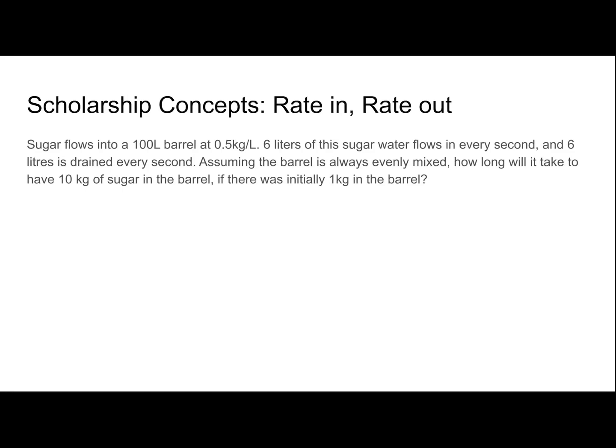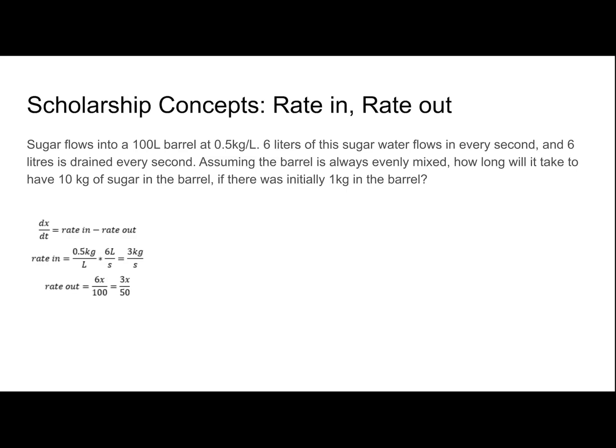So the rate of change of the amount of sugar is always the amount of sugar going into the barrel minus the rate of the sugar going out of the barrel. So that's our dx over dt. We're going to define x as the amount of sugar in our barrel. So dx over dt equals the rate of increase of sugar into the barrel minus the rate of sugar out of the barrel. We know that the rate in is simply 6 liters times 0.5 kilograms. Since there's 0.5 kilograms of sugar per liter, 6 liters will contain 3 kilograms of sugar. So therefore, every second, 3 kilograms of sugar flows into the barrel.